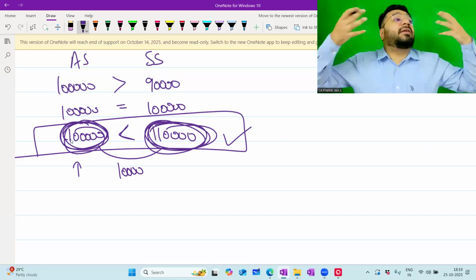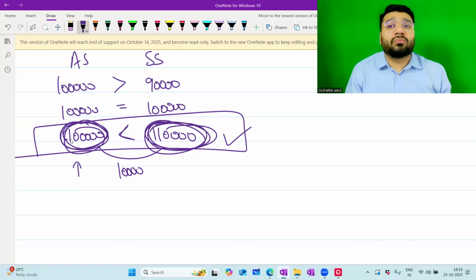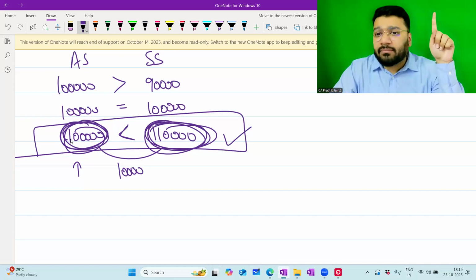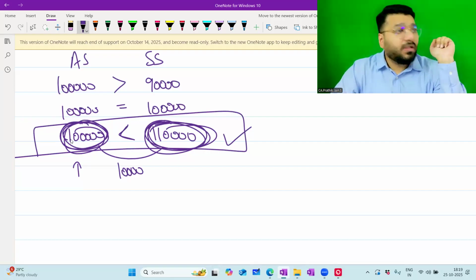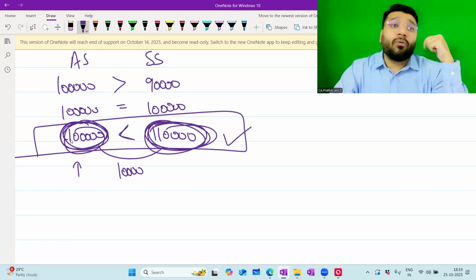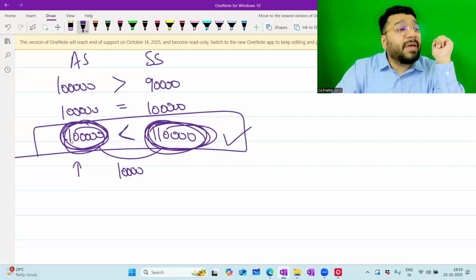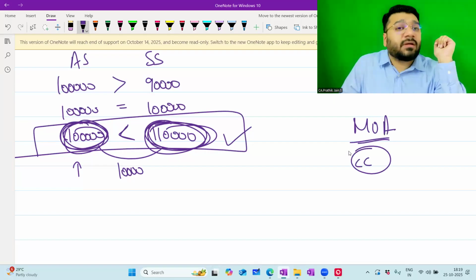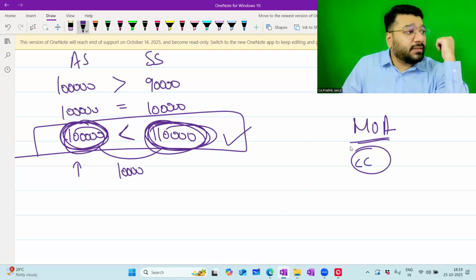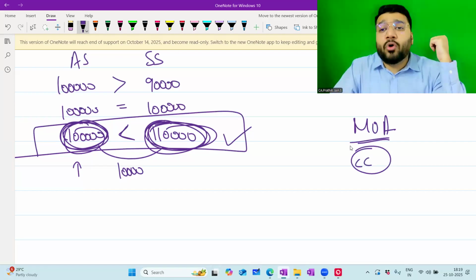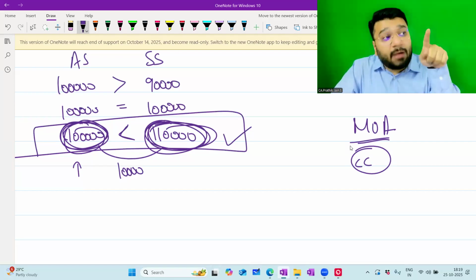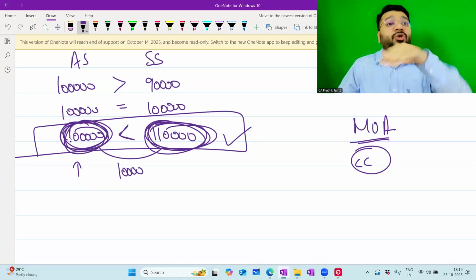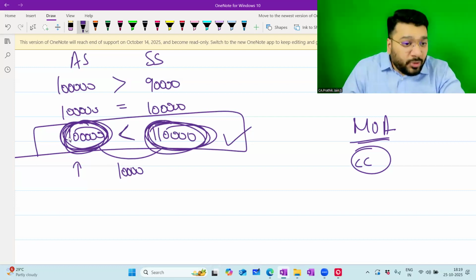If they want to further increase the authorized shares, what are they supposed to do? They have to call a general body meeting, either AGM or EGM. In that, they have to take approval from the shareholders. Once shareholders give the approval, they have to amend the memorandum of association. In the MOA, in the capital clause, they have to increase the authorized capital and resubmit that amended MOA to the ROC. Once ROC approves it, then officially your authorized shares are increased. Then you can issue the shares.